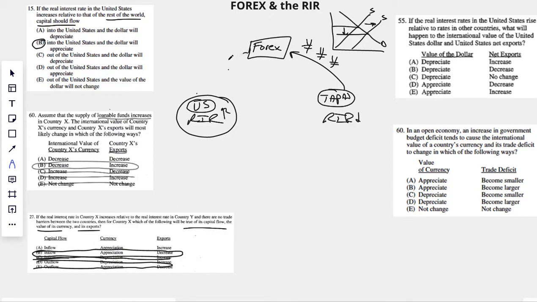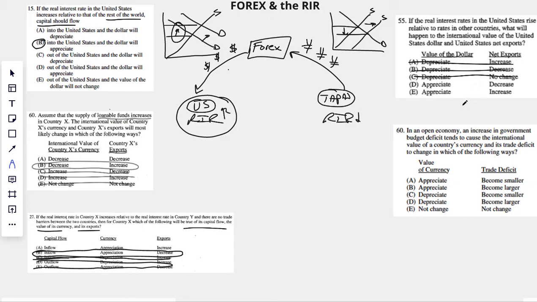At the same time, they want to put their money in U.S. banks to get that high real interest rate, so they're going to buy U.S. dollars, and that implies that the demand for U.S. dollars has to be increasing. Therefore, the value of the U.S. dollar has to be increasing. So the value of the U.S. dollar is appreciating. We can get rid of the depreciates.